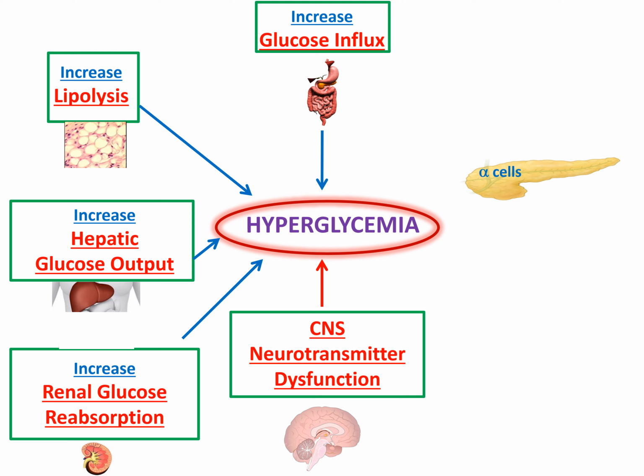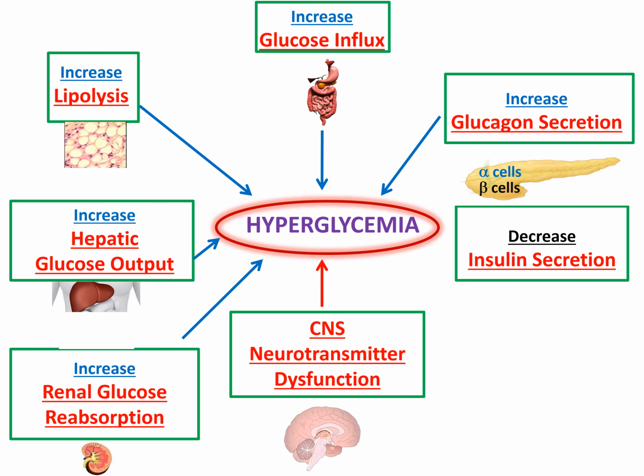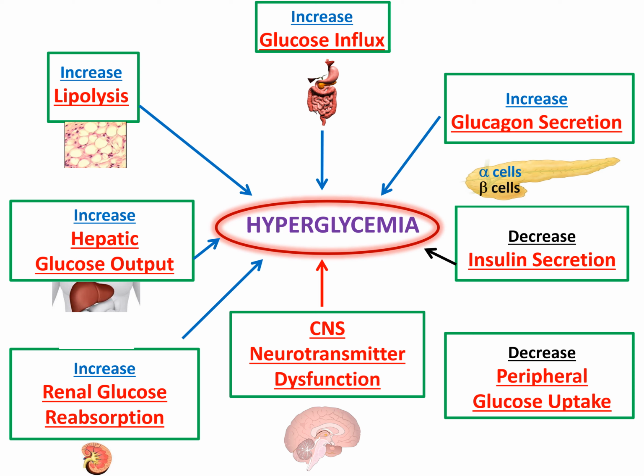In the pancreas, we have alpha cells which will be secreting the glucagon. So if we have an increase in glucagon secretion, we have beta cells in the pancreas also. These are secreting insulin. So here, if we have a decrease in insulin secretion, it will be leading to hyperglycemia. And the last factor is if we have a decrease in the peripheral glucose uptake.